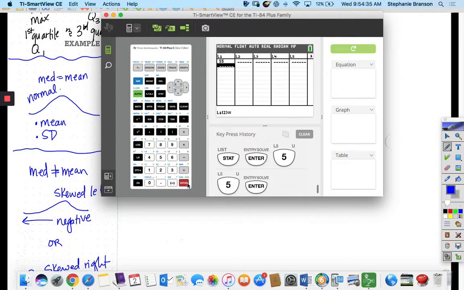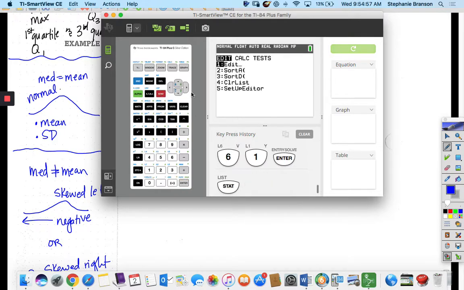55, 55, 57 3 times, 58 twice, 59 3 times, and 61. Again, it's that one variable stat over at calc, and we hit enter.